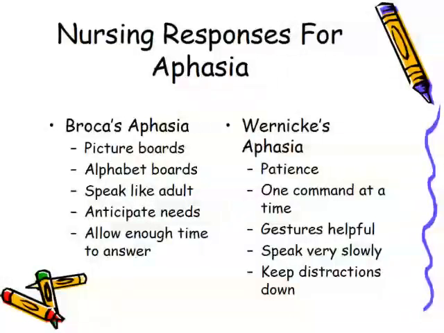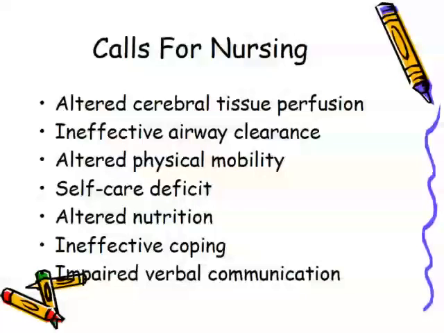Patients who've had a stroke that's affected Wernicke's area, remember that's the area responsible for comprehension of speech and written words. So these patients may speak fluently, but they just don't understand what's being said to them, or they may use jargon and word substitution and things like that. So give them only one command at a time, use gestures, speak slowly, and try to keep distractions down for these patients. These would be some appropriate calls for nursing for patients that have had a stroke, so you can certainly look through those yourself.